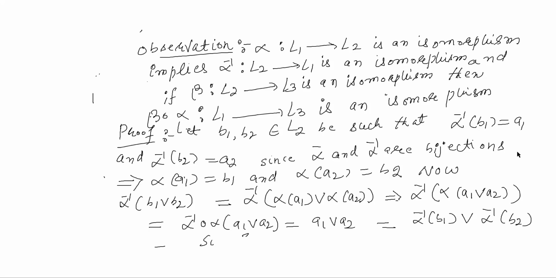Similarly, you can see that alpha inverse also preserves the meet operation. Alpha inverse of B1 meet B2 equals alpha inverse B1 meet alpha inverse B2. Therefore the inverse of a lattice isomorphism is again a lattice isomorphism.